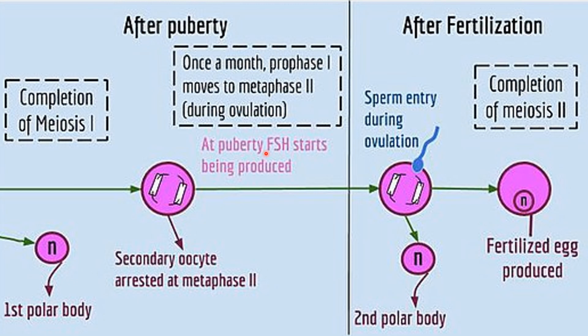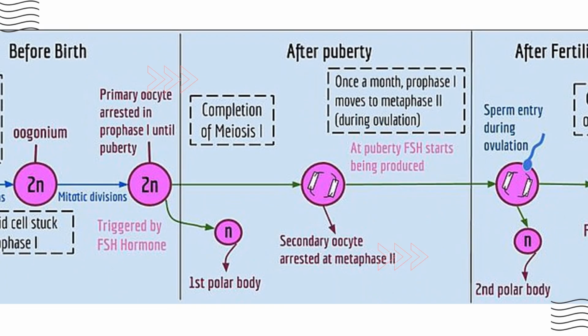This is under the effect of follicle stimulating hormone, which has now started being produced due to the onset of puberty. This secondary oocyte is now arrested at metaphase 2, and in this form it is being ovulated from ovary and is picked by the fallopian tube. If fertilization takes place, the entry of sperm during fertilization will cause the release of second polar body and the completion of meiosis II.